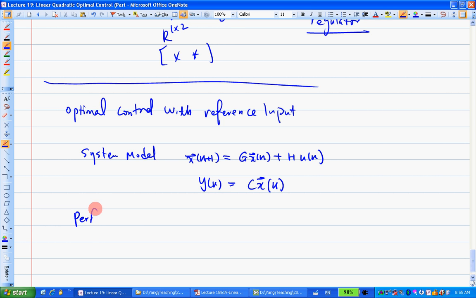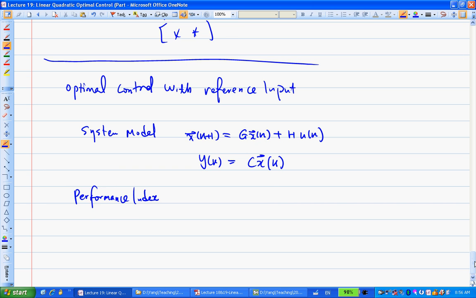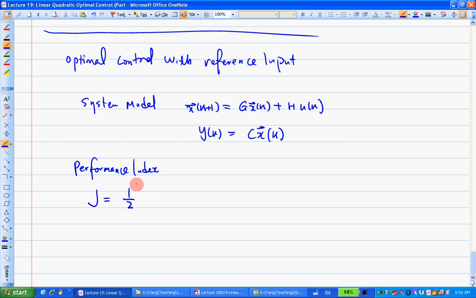Now, if this is a reference control problem, then the performance index or the cost function will have to be slightly changed. The J, previously, what is it? It is 1/2 x of n transpose S x of n, plus the sum, and that's the regulation. You're trying to bring the x of k back to 0. So now what you do is this: you change this performance index here.